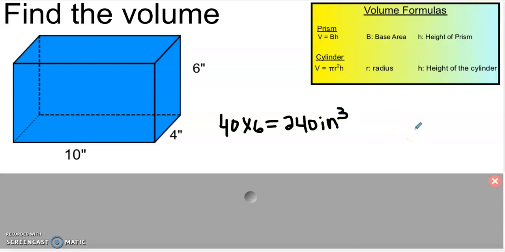So again, don't abbreviate inches or feet with the little hash marks whenever you're calculating volume. You're going to have to either write inches or IN, or if you're writing feet, you can do FT for feet.